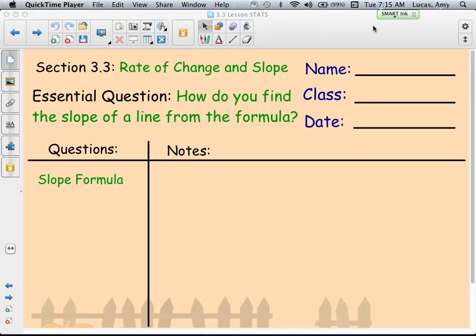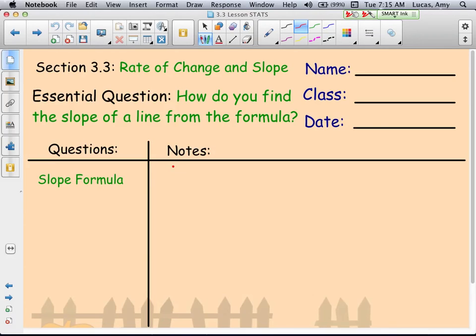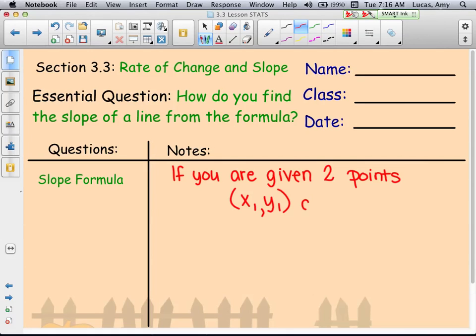Lesson 3.3, rate of change in slope. Our essential question today is how do you find the slope of a line from the formula? If you are given two ordered pairs, the ordered pairs are represented by an x-coordinate and a y-coordinate.